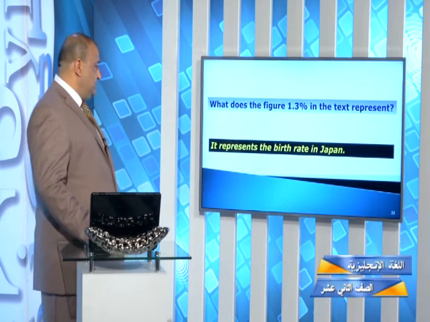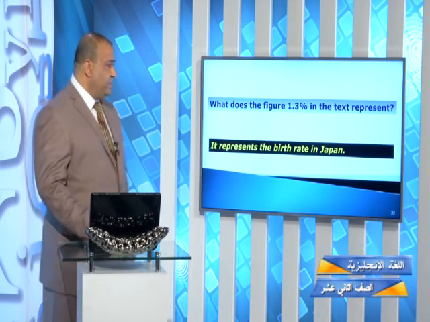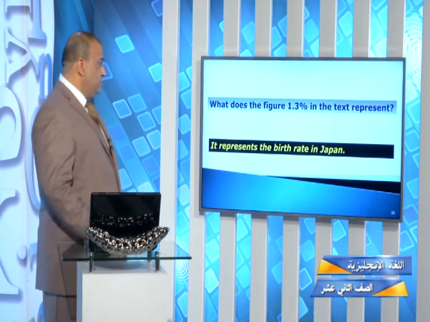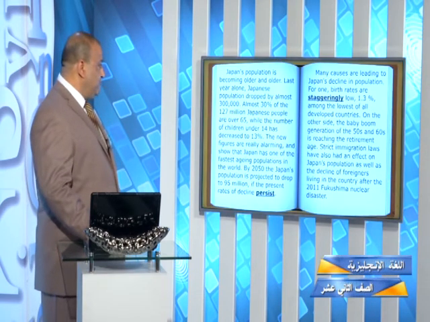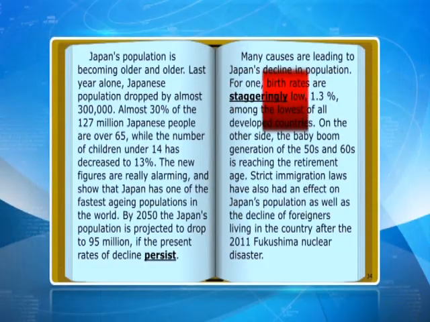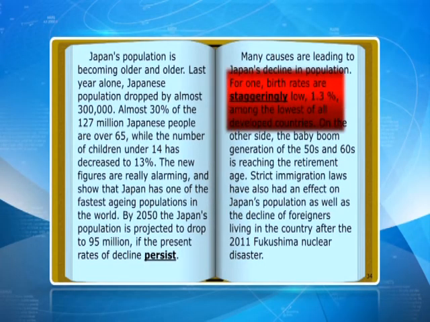Okay, the answer is this. It represents the birth rate in Japan. Again, we have to go back to our text or passage to make sure that our answer is correct. This is the proof. Japan's decline in population. For one, birth rates are staggeringly low, 1.3%, among the lowest of all developed countries.